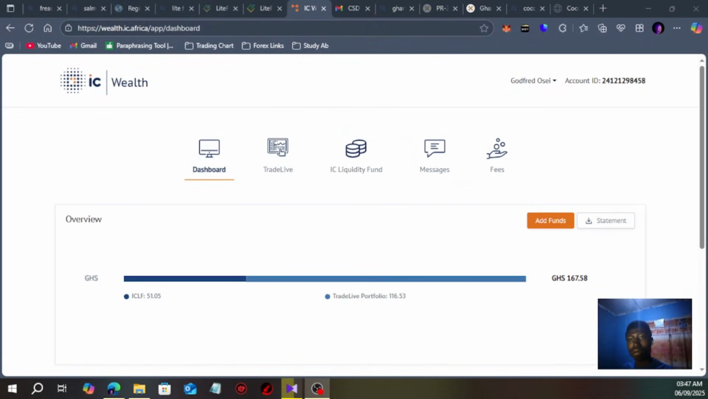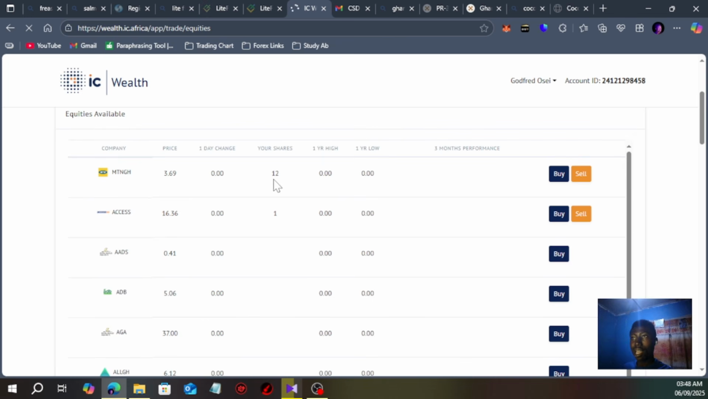You can buy directly. So view shares holding. Let me view my shares holding. If you don't believe, let's try if it is true. Let's come to my account. You can see MTN Ghana, this is my share, and then Access Bank. So is it definitely true that I'm holding MTN Ghana and Access Bank? Definitely true. So you can go back to 170.